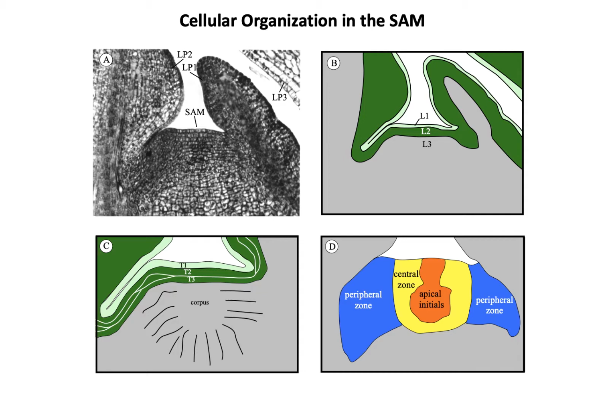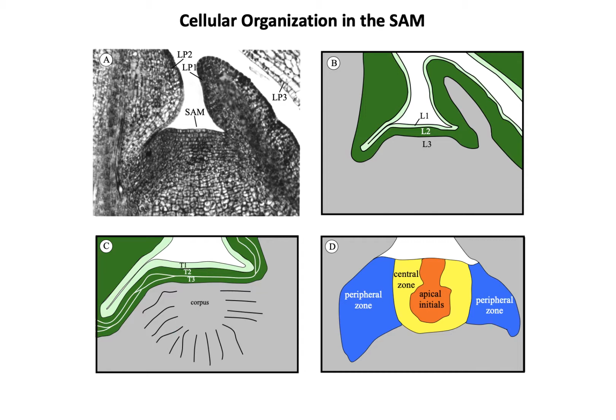Another way that people have looked at this is to look at what are called tunica layers and corpus layers. So the tunica are specific layers. There's T1. T2 starts out as one layer, and then you get cell divisions to form more than one layer. T3 also starts out as a single layer, and then you get more cell divisions. But the corpus, which is the central body of the plant, tends to have cell divisions in all directions.